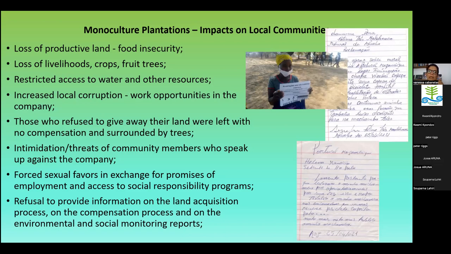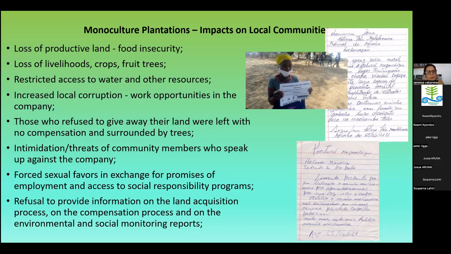There have also been many cases of intimidation and direct threats to members of the community who speak against the company, who speak against local government officers who are supporting and protecting the company. Women also complain a lot of forced sexual favors in exchange for promises of employment, in exchange for access to the social responsibility programs these companies have, and even in exchange for passage through their plantations from the security guards.